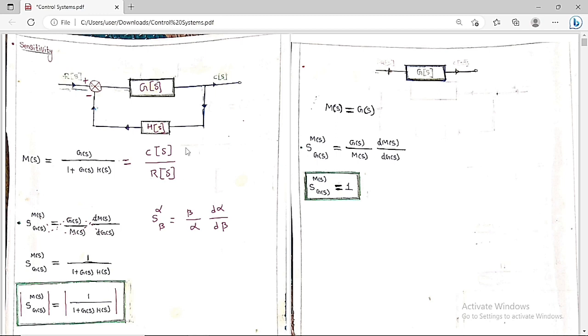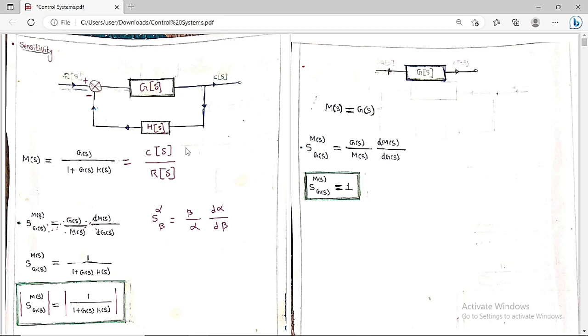Therefore, the sensitivity of M of S with respect to G of S is equal to G of S by M of S into B M of S by B G of S. This is the standard formula. The sensitivity of alpha with respect to variation in beta is equal to beta by alpha into B alpha by B beta. And the shortcut to remember is: here alpha means here alpha, here alpha; here beta means here beta, here beta. So this is basically a derivative.